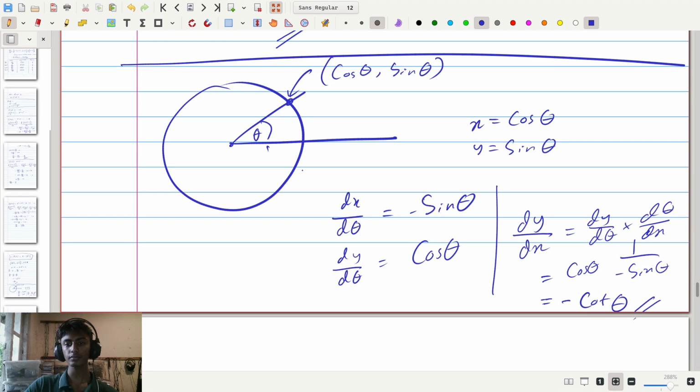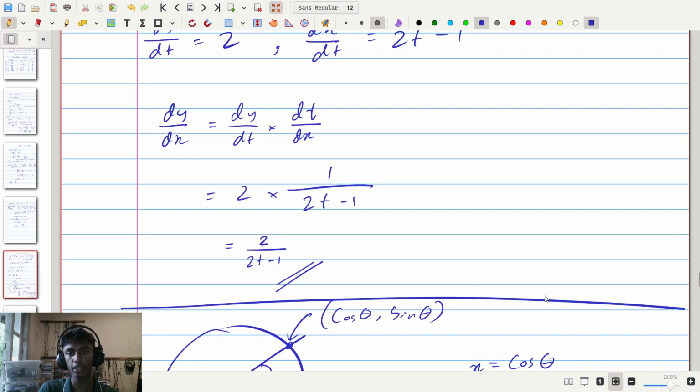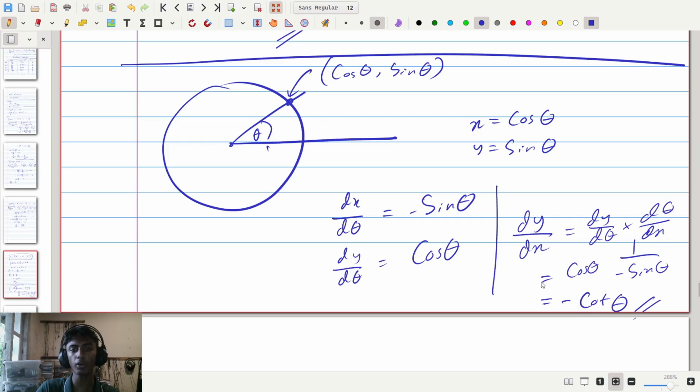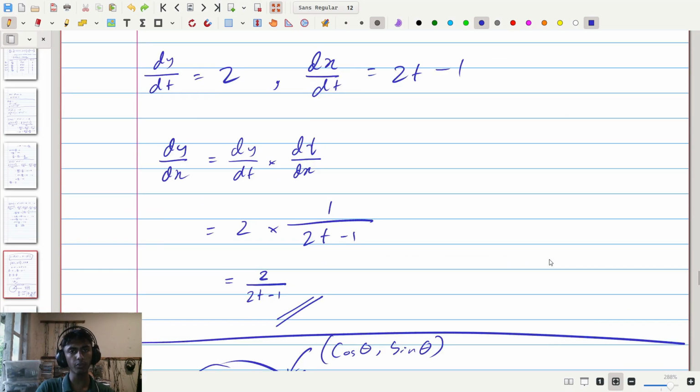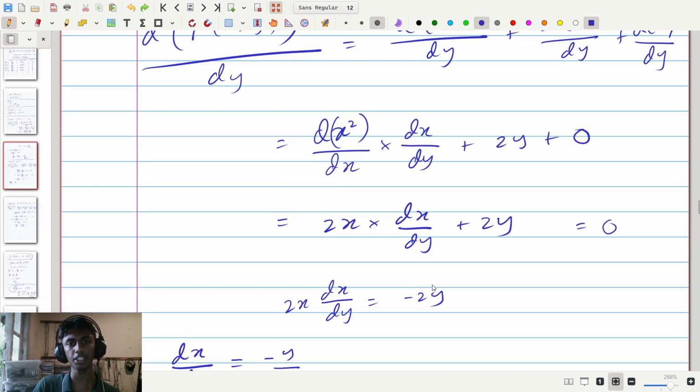So therefore, we can parametrically differentiate the circle in this format and get a similar answer to what we had earlier. Here what we have is equal to negative cotangent of theta. You can see here, if instead of cotangent of theta and such, I substituted here cosine theta for x and here sine theta for y, you can see we got the same exact answer as what we got when we did implicit differentiation on the circle.